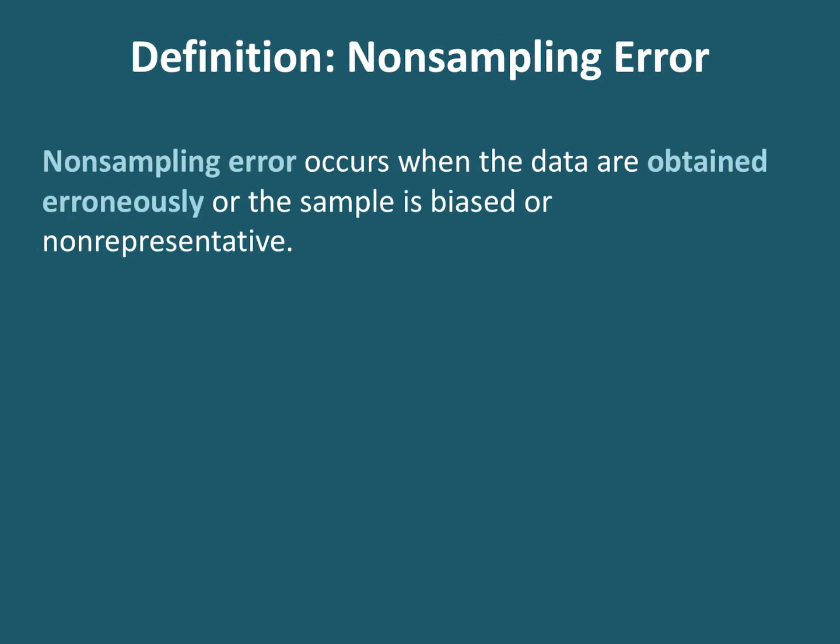Now there are also other things known as non-sampling errors, which we'll get to more in a moment. But non-sampling errors occur when the data are obtained erroneously, or the sample is biased or non-representative. Certainly, you have to be very careful when it comes to statistics. Many times people will believe what they want to believe based on their own personal preferences. And in those cases, you can potentially get a non-sampling error, especially if someone who is extremely biased is running the survey or trying to run the experiment.